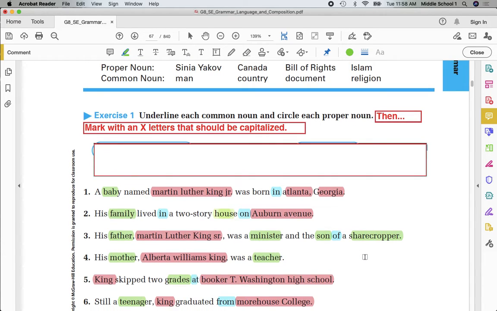Great. Number 6. Still a teenager, King graduated from Morehouse College. Person, place, thing, idea. A teenager is a person. Common, underline. King, a specific person. X through King. Prepositional phrase, object of the preposition Morehouse College, X through M, because it should be capitalized.